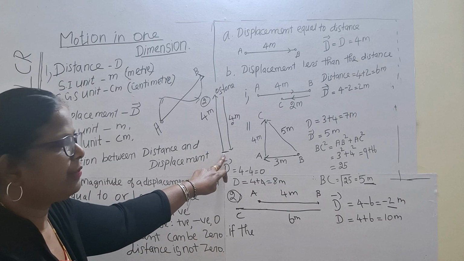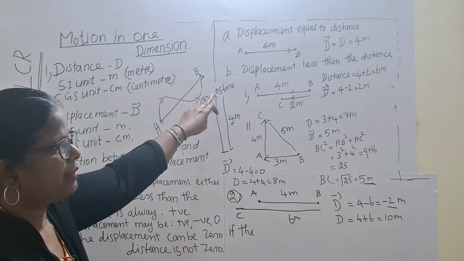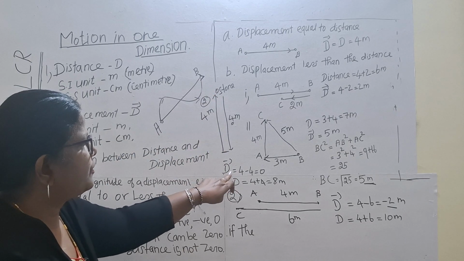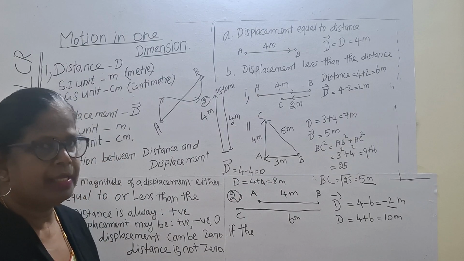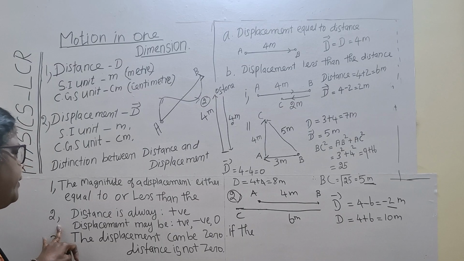The body started from the ground, thrown up. It goes 4 meter, then again comes back 4 meter. So here I have written displacement is 0. Distance is 8 meter. So this is about the second point.